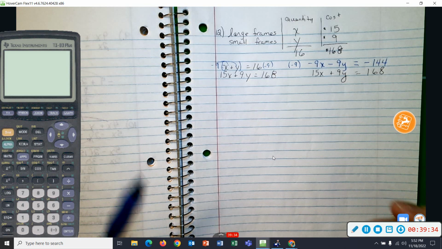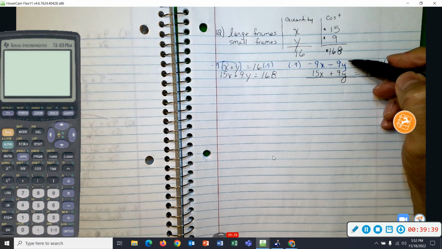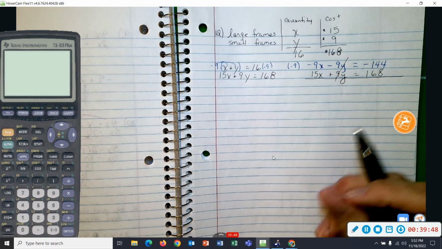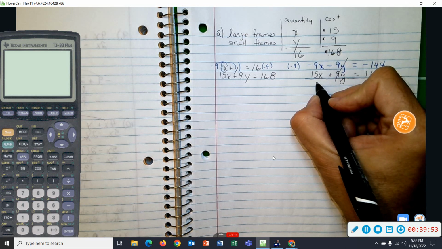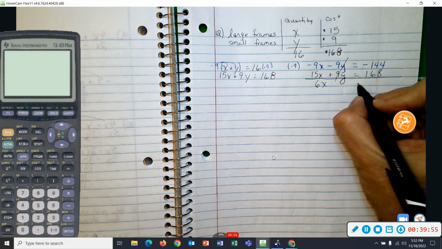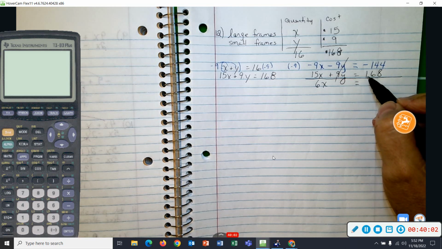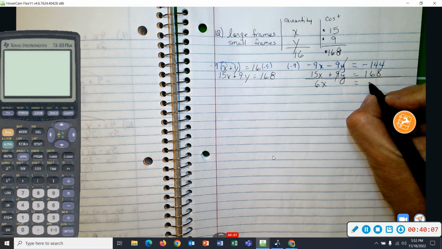Okay. Now when I add vertically, we better eliminate one of the variables. We do. Also, we better not get a fraction. And I don't think you can go into a store and buy a fractional number of picture frames. Negative 9 plus 15, that would be a 6x. Negative 144 plus 168. So 168 minus 144. Is that going to be a 24?